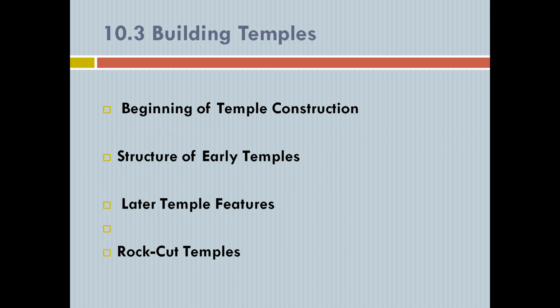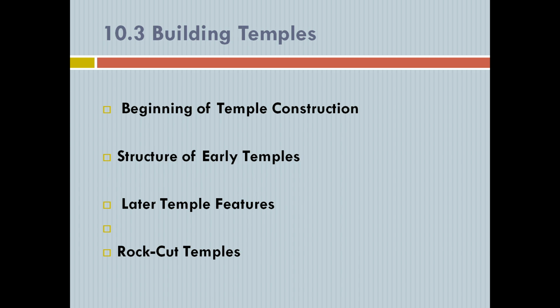Let's move on to 10.3, building temples. Beginning of temple construction: when stupas like those at Sanchi were developing, temples were also emerging. Structure of early temples: now let's see how the early temple structure looked. It had a small square room called the Garbhagriha, meaning womb chamber, that is, the inner sanctum. There was one doorway for worship, and later additions were the shikara, a tall tower over the shrine, and sculptured walls.